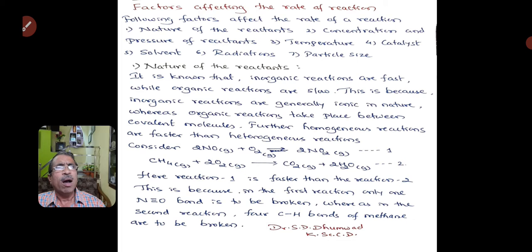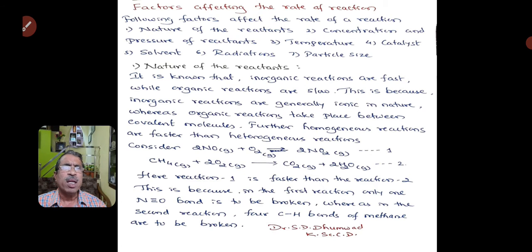Now coming to the factors affecting the rate of reaction. This is also very important. The following factors affect the rate of reaction. Number 1, nature of the reactants. 2, concentration and pressure of reactants. 3rd, temperature. 4th, catalyst. 5th, solvent. 6th, radiations or even the light. 7th, particle size. Of course, these things you have also studied at PUC level.